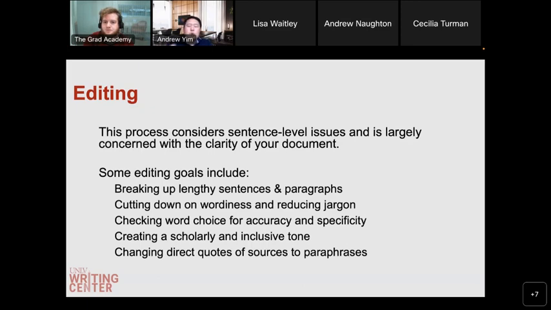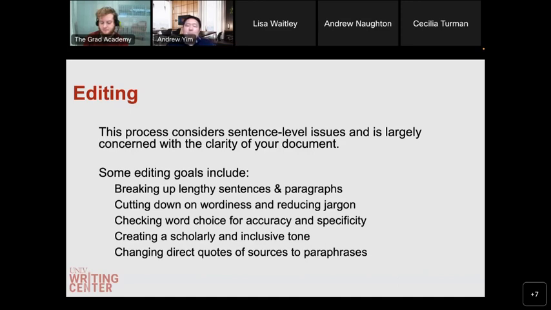So oftentimes when you go through a very long document, you want to make sure that some of the editing goals include breaking up lengthy sentences and paragraphs. Often when I look through a document for people in the Writing Center, someone might have a very good sentence, but it's really, really long, right? A lot of contractions.